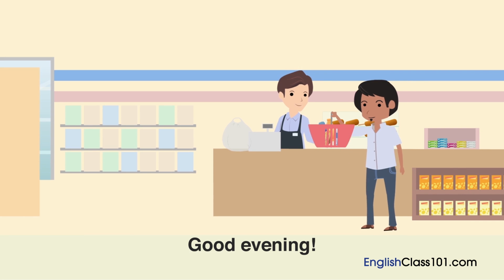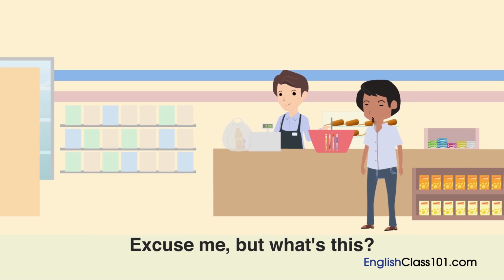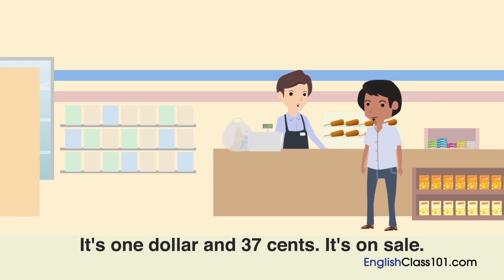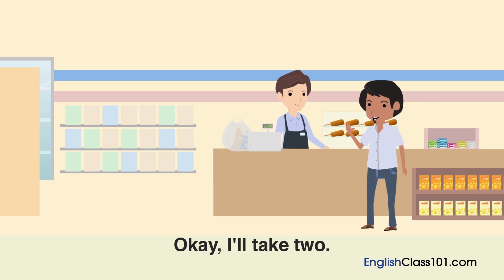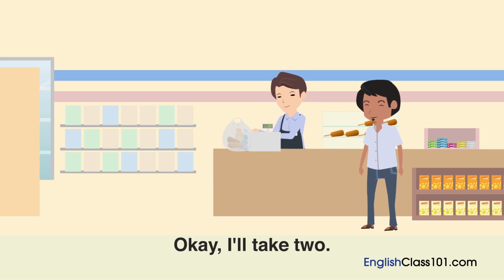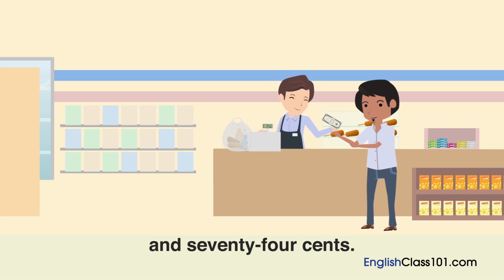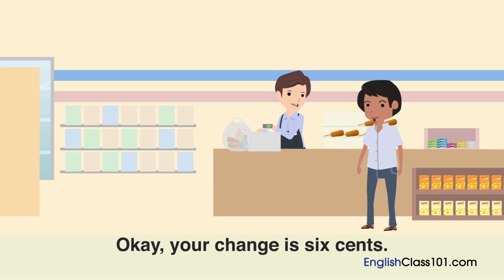Good evening. Evening. Excuse me, but what's this? It's a corn dog. Nice. How much is it? It's $1.37. It's on sale. Okay, I'll take 2. That'll be $18.74. Okay, your change is 6 cents. Thanks, man.